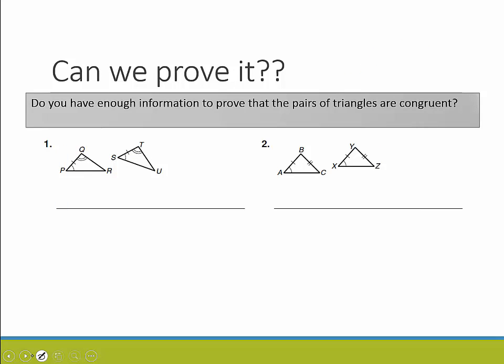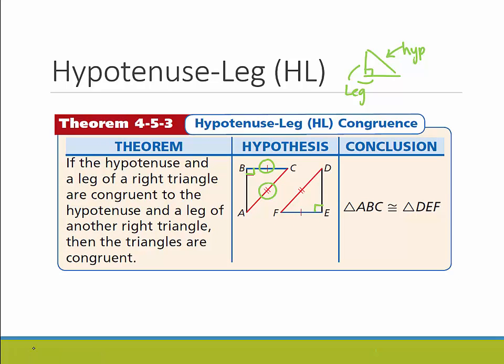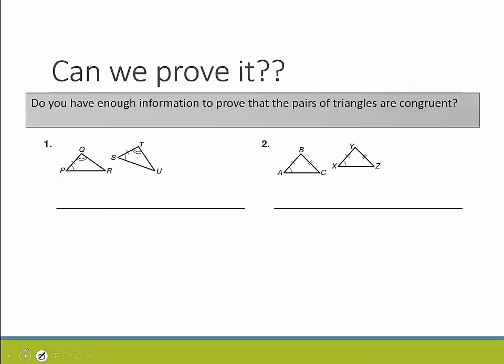So we're going to do a couple problems where I'm just asking you, do you have enough information to prove that things are congruent? We're not actually going to prove them. So you're looking to see if it matches any of these 3 that we just talked about, angle-side-angle, angle-angle-side, and hypotenuse-leg, plus the ones we did yesterday, side-side-side and side-angle-side. So we have all of those options. Those are the only options we can use.